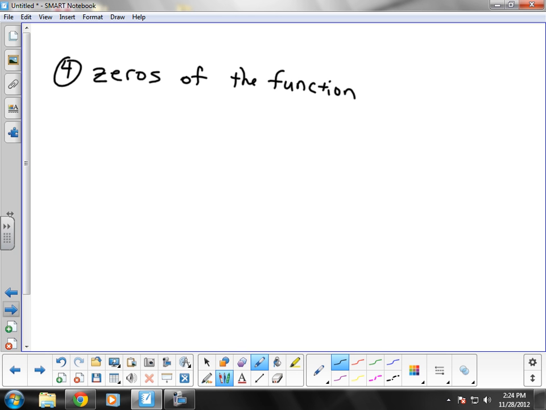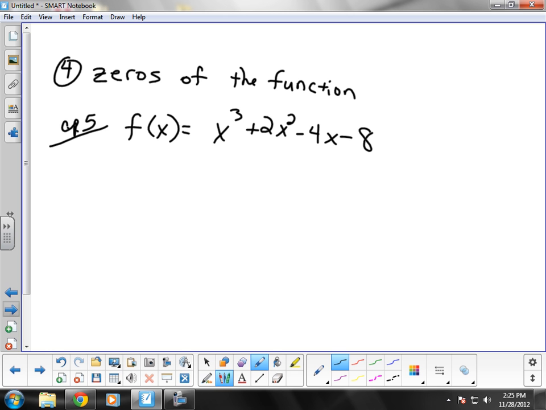So if you have a function, f of x is equal to x to the third plus 2x squared minus 4x minus 8, then to find the zeros of the function, what that says is I'm going to say 0 is equal to this. You just spent a lot of time in Chapter 2 learning how to solve this equation.